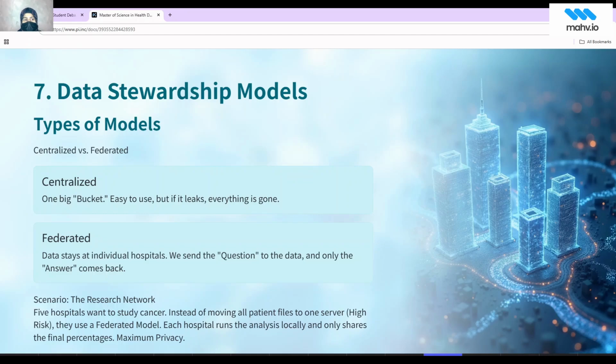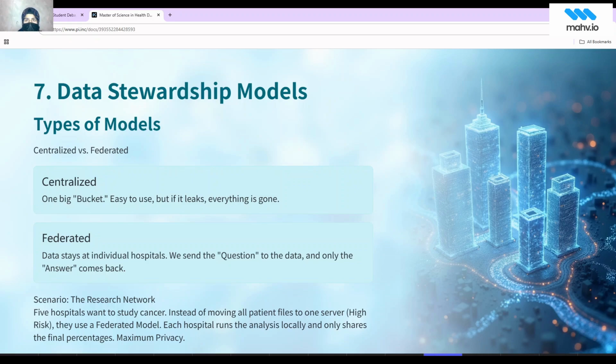Data stewardship models, the types of models: centralized is one big bucket, easy to use, but if it leaks, everything is gone. In the federated model, data stays in individual hospitals. We send the question to the data and only the answers come back.